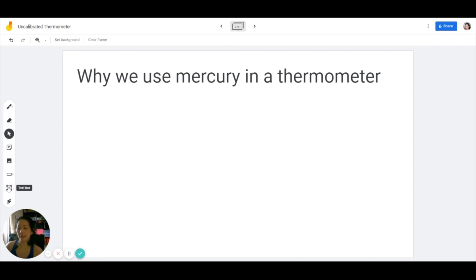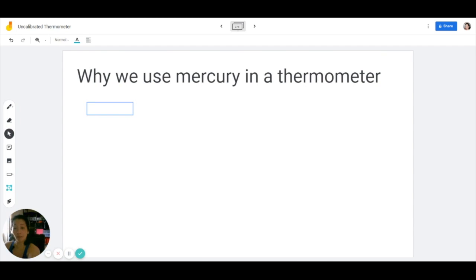Okay, so I'm going to use the text function here because if I start writing, you cannot see what I'm writing. Let's change colors so that it's a little bit more interesting rather than just using black on a white background. So why do we use mercury in a thermometer?